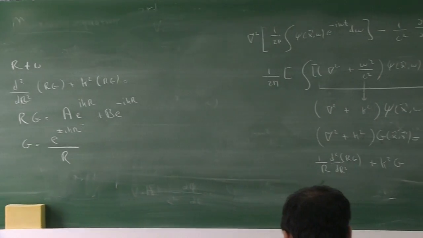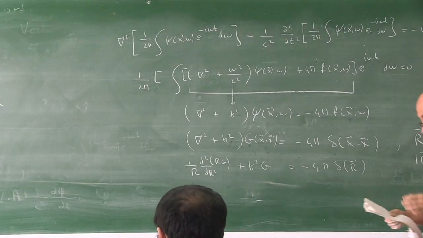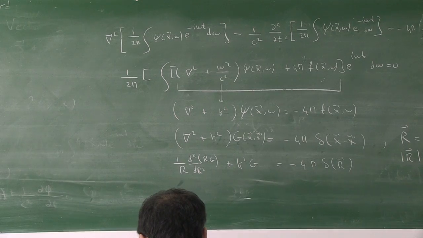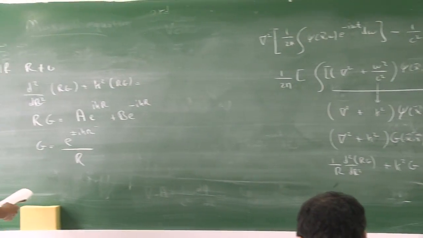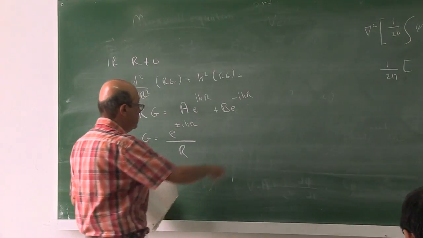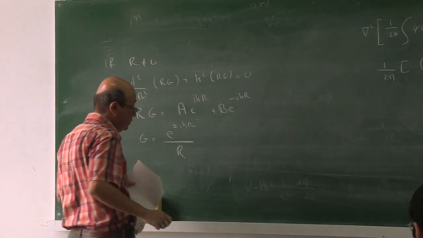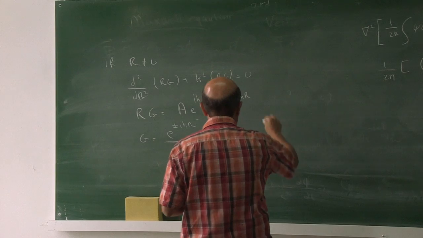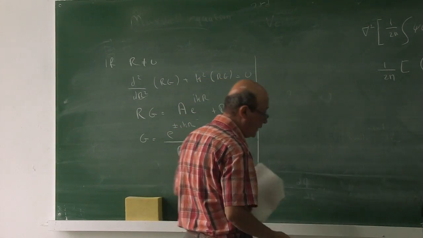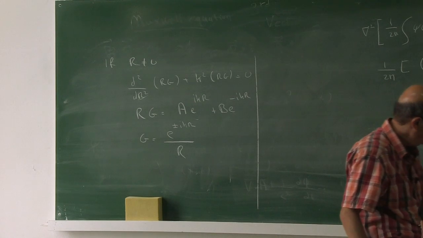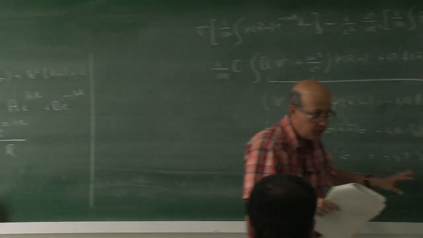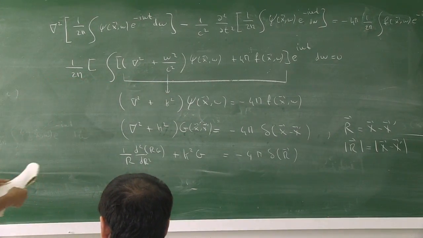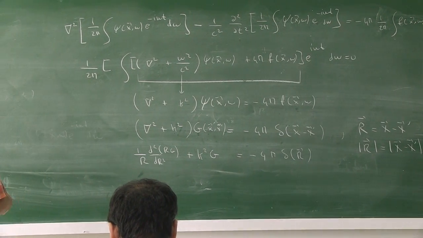Now, this term is 0 when r is not equal to 0. The other case, what is the other case? When r is close to 0, what will happen when r goes to 0?